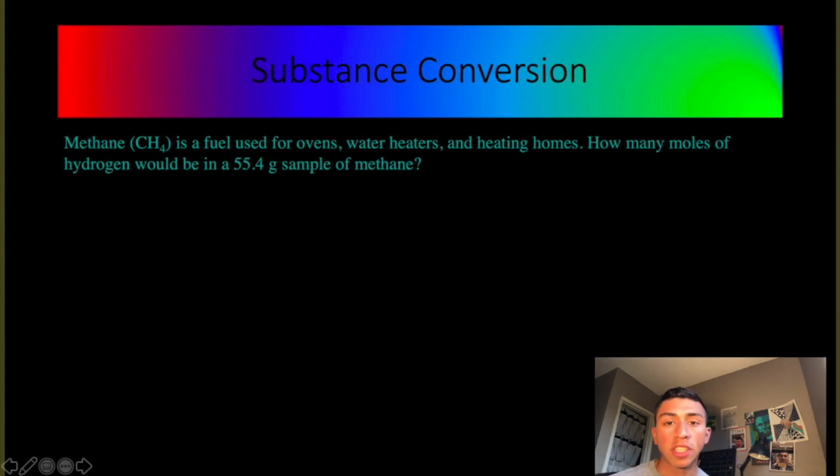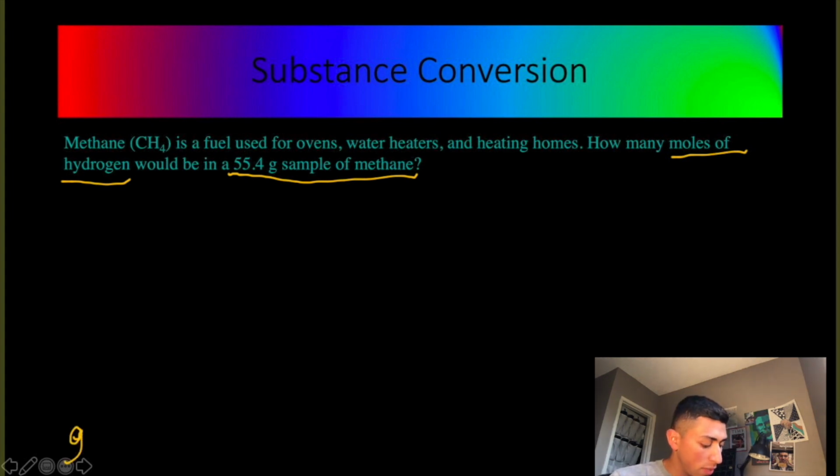This is problem number 2. Let's go ahead and take a look at this one now. Methane is a fuel used for ovens, water heaters, and heating homes. How many moles of hydrogen would be in a 55.4 gram sample of methane? So we're asked for moles of hydrogen and we are provided with grams of methane, right? That's our starting value. So this problem is really going to be a conversion from grams of methane, which is CH4, to moles of hydrogen.